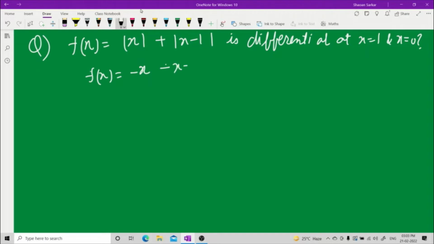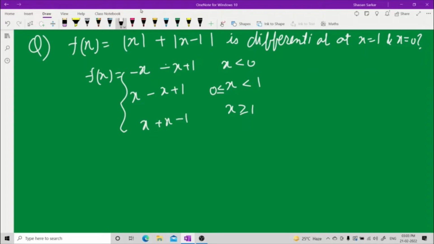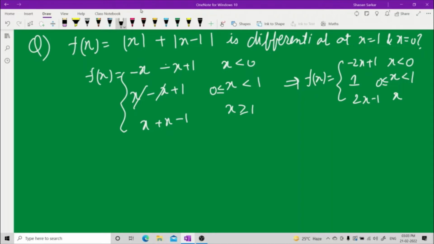f(x) is equal to -x - x + 1 for x less than 0. For x greater than or equal to 0 and less than 1, it will be x - x + 1, and for x greater than or equal to 1, it will be x + x - 1. That means f(x) will become -2x + 1 for x less than 0; for x between 0 and 1, this x and this x will cancel, it will become 1; and for this, it will be 2x - 1 for x greater than or equal to 1.